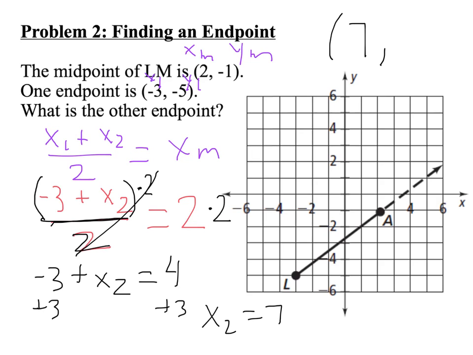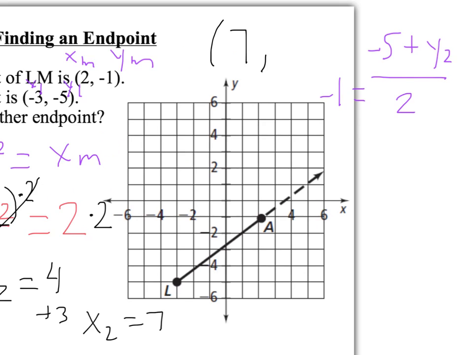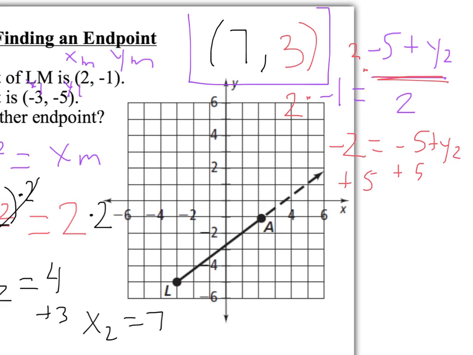Right now you should pause the video and try to find y2 all by yourself through the same process. So now I set up my equation, and it's the same process like I said. I first want to get rid of this divide by 2 here, so I'm going to multiply this side by 2. Whatever I do to one side, I always have to do to the other side. So this would be -2 is equal to -5 plus y2. So since this is a minus 5, I have to add 5 to both sides, and I would get a positive 3. So my other endpoint would be 7, comma 3.